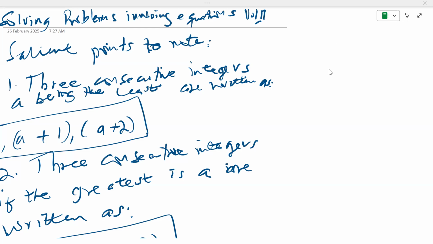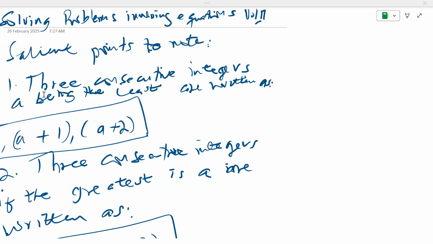Hello, friends. Today, we want to solve more questions on the previous topic, that is solving problems involving basic equations. And today is volume 2. As a continuation, let's look at some salient points that we need to note in addition to what we did the last time.